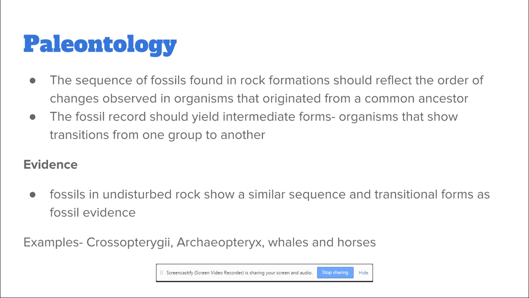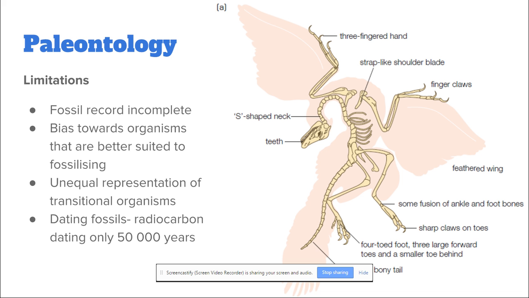There's the Archaeopteryx, which is a change from reptiles to birds, and we have some organs which we'll look at in the next slide. Whales have a similar transition, and in horses, changes in their hoof structure can show changes in the organisms from a common ancestor.